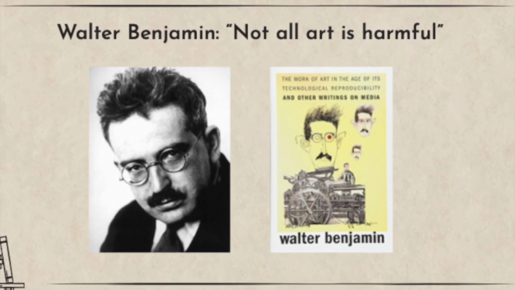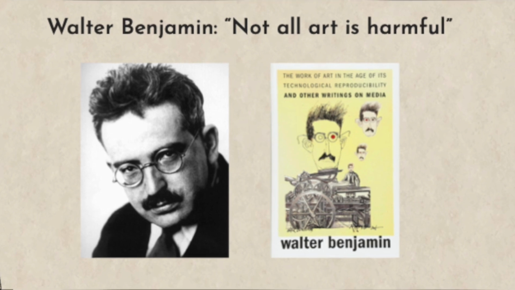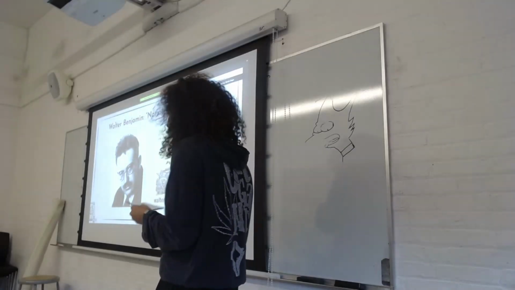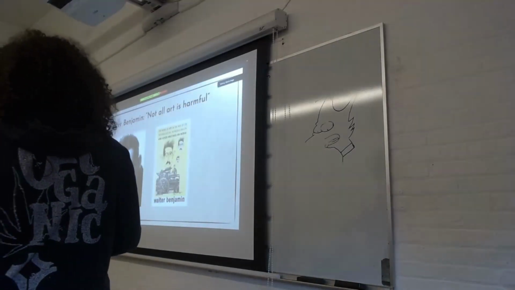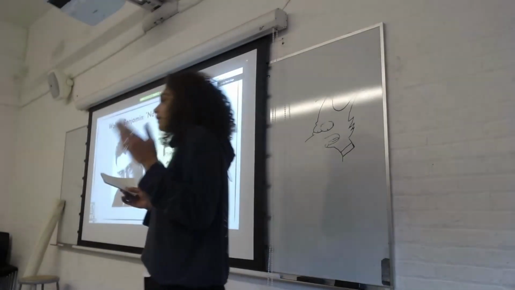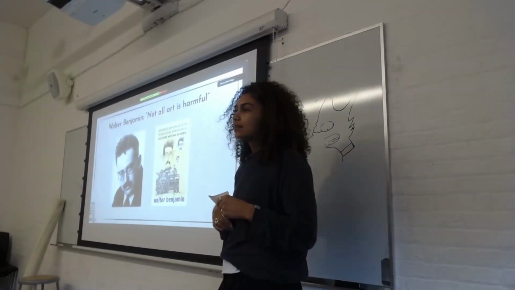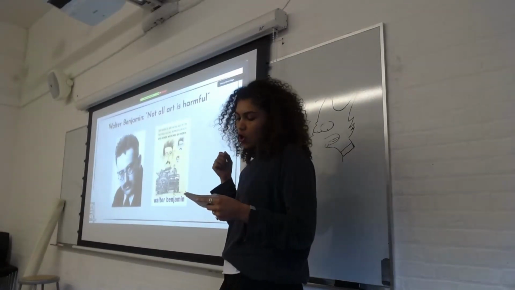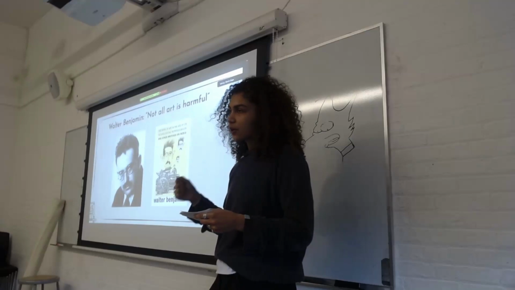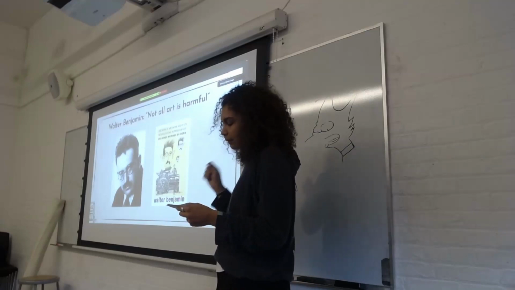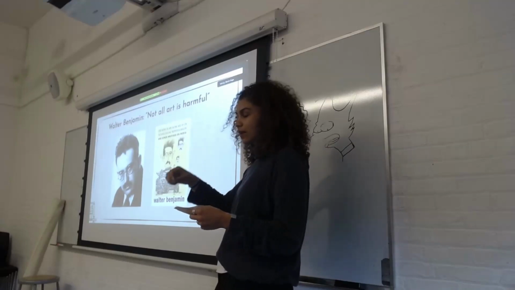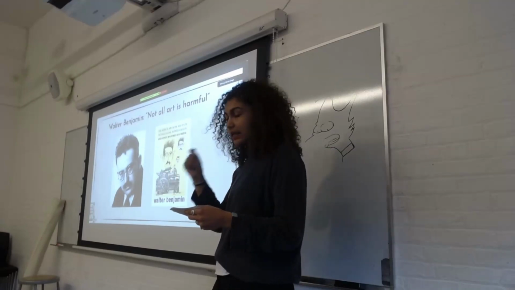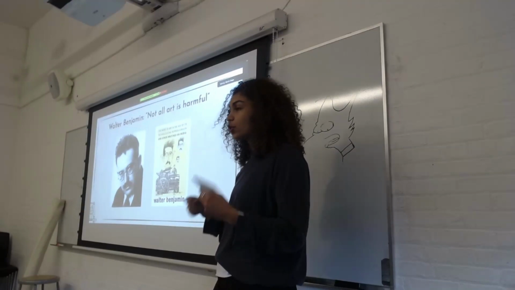So in his book, The Work of Art in the Age of Mechanical Reproduction, he agrees with Plato and says that yes, art can distort the truth, but it doesn't necessarily mean that all art is harmful. So he argues that the effect that art has on society depends on the context that it is placed within. And if it is placed within the right context, it can actually be used as a tool for social critique.